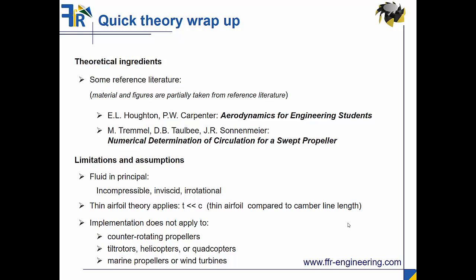So about limitations and assumptions, we have some assumptions on the fluid, like incompressible, irrotational. And as I said, it's about thin airfoil theory, so it means that the airfoil has to be thin compared to the camber line length. And as stated by Anthony Falzone, you can use this implementation for many things, but you cannot really apply it at the current state for counter-rotating propellers, tilt rotors, helicopters and quadcopters, marine propellers, wind turbines and some other stuff. So for those things you would really have to adjust something, or some parts of the theory are complicated to be applied on those issues.